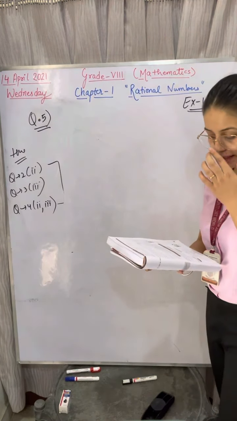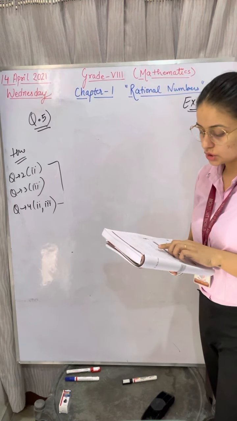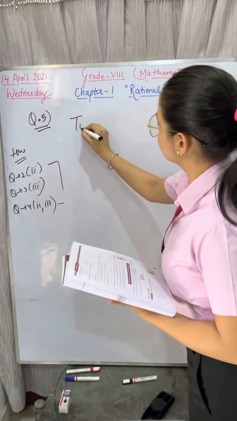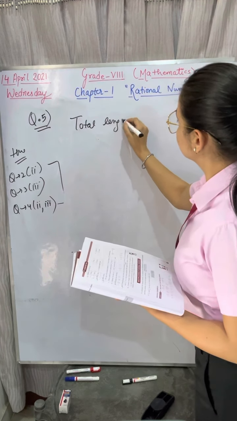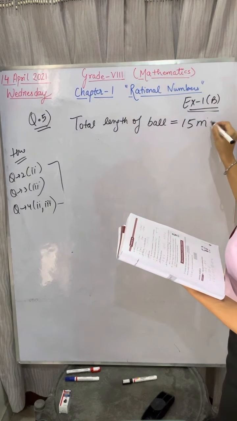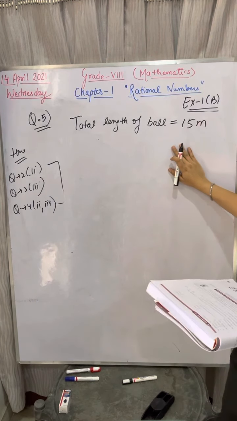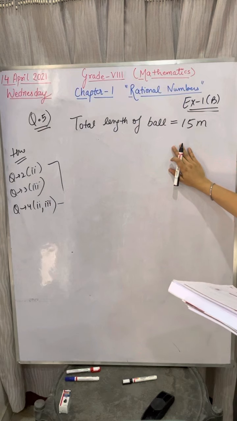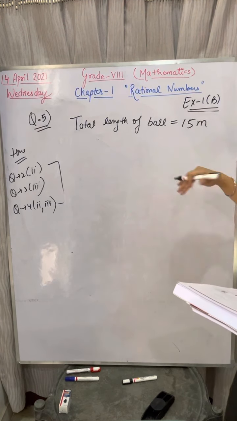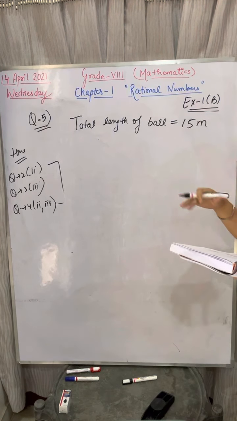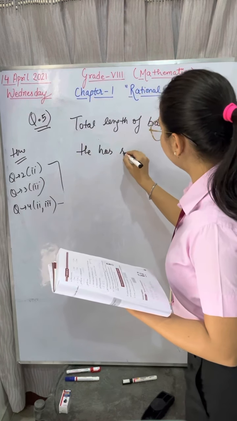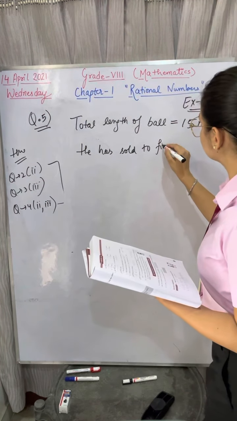A shopkeeper had a ball of jute string measuring 15 meter. Okay, the total length of the ball is given, that is 15 meter. A shopkeeper is having a ball of jute string measuring 15 meter. He sold 2 1/4 meter to the first customer and 3 1/2 to the second customer. Okay, he has sold to the first customer.